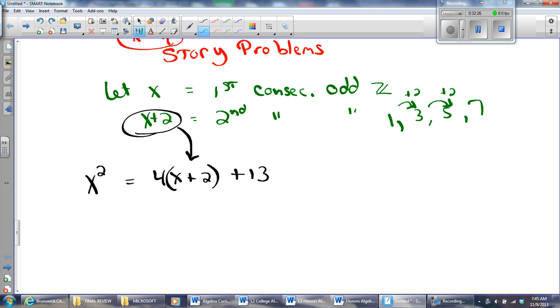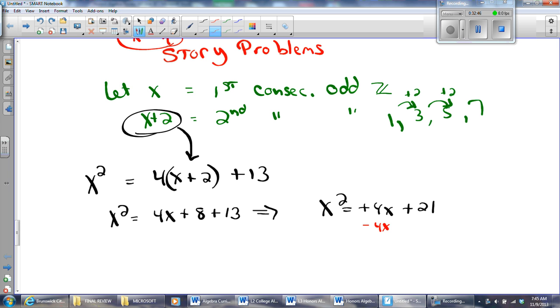So now, before I start subtracting stuff, I'm going to distribute here and get 4x plus 8 plus 13. And I'm going to combine like terms. So I have x squared plus 4 equals 4x plus 21. There we go. That looks a little bit better. Now I'm ready to subtract 4x from both sides and minus 21 from both sides. And so I'll be left with x squared minus 4x minus 21, and that'll equal 0.